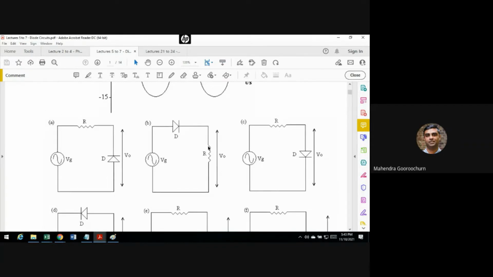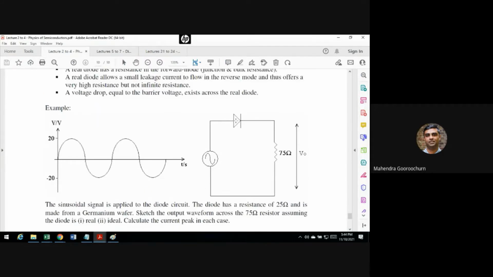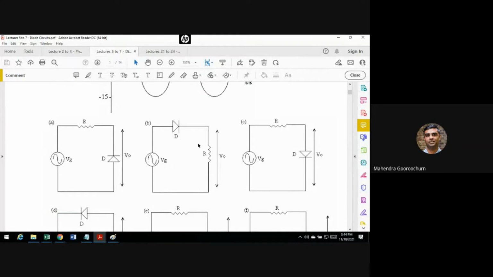Actually, this one we've considered already. So this is what we had. This one here, where you have your diode and your resistor, is exactly the same as part B. So this one we've already done, but it's good to try it again.